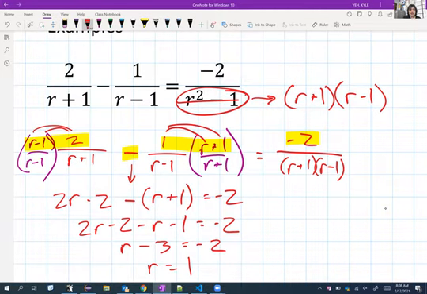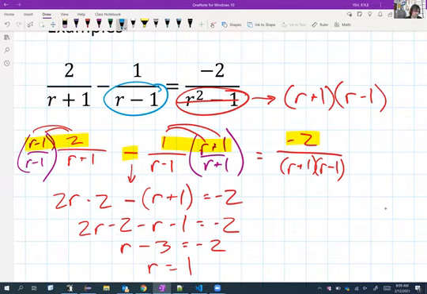Let's make sure it doesn't cause an issue for us if we plug it in. If we plug it in here, we'll get 1 plus 1 on the bottom, which is 2. That's fine. We're not dividing by 0. If I plug it in here, we get 1 minus 1. It would cause us to divide by 0. We found a solution, r equals 1, but it's actually an undefined value of this equation.